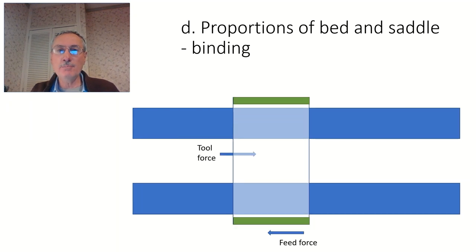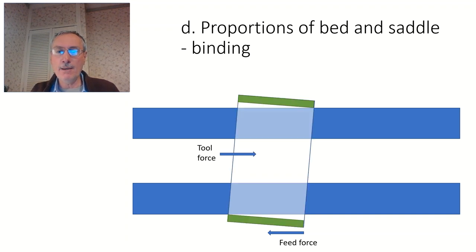So this is thinking about proportions of saddle and bed, and the feature of binding. So here you have a narrow bed with a fairly short or narrow saddle, and what's going to happen, of course, is that if there's any clearance, which of course there will be, the saddle is going to rotate. And you might be able to measure this on your lathe by putting a clock on the lathe and traversing the saddle and moving it one way and the other. You might be able to detect this angular movement. It's not going to be so much of a problem on a V-section bed, but it could be on a flat section. So have a look at that.